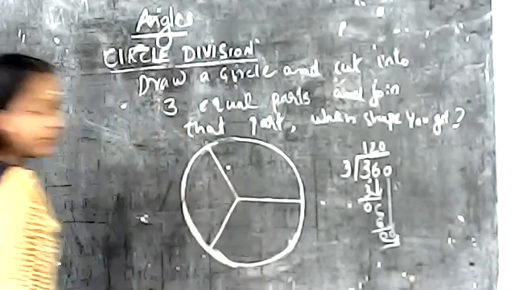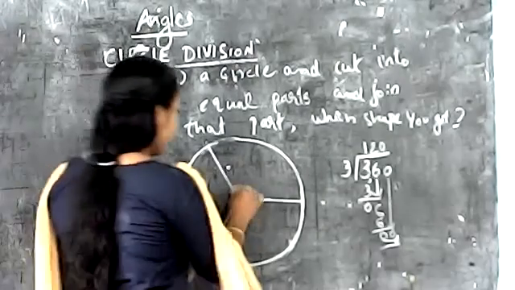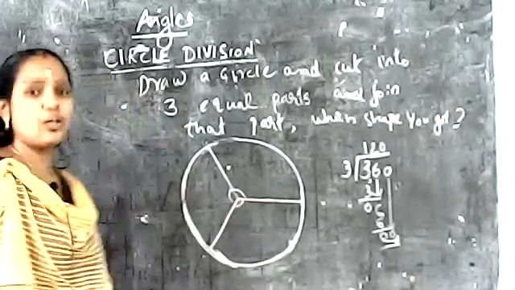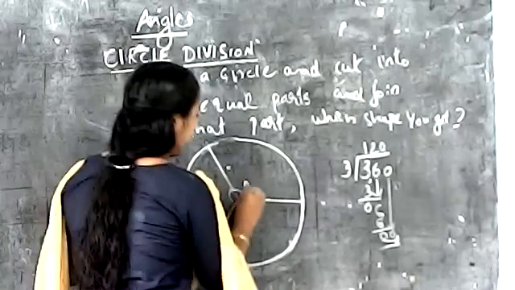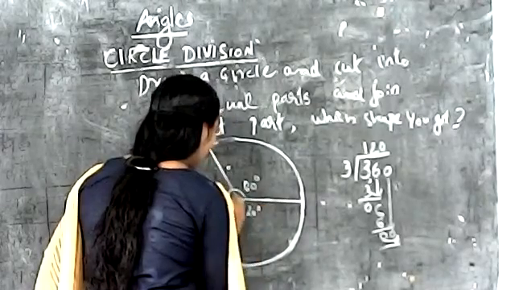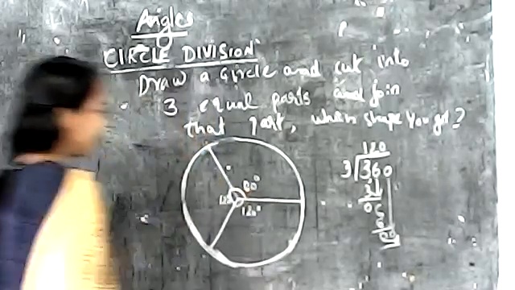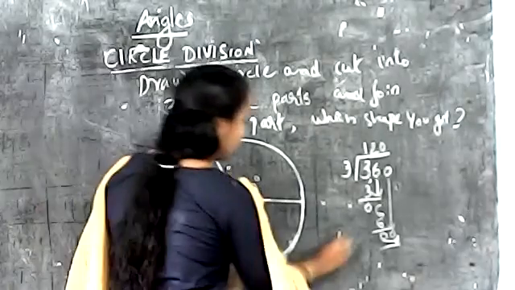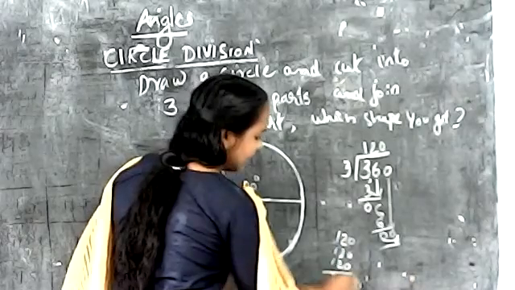Okay. How many angles do you have now? 3 angles. 1, 2, 3. What is the measure of each angle? 120 degrees, 120 degrees, 120 degrees. What is the total of the 120s? 120, 120, 120. What is the answer? 360.